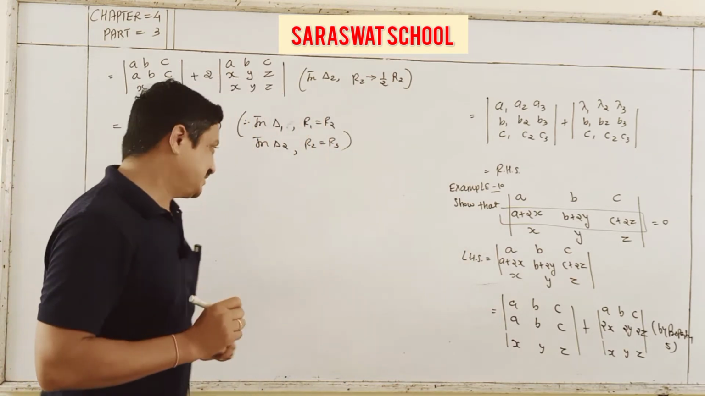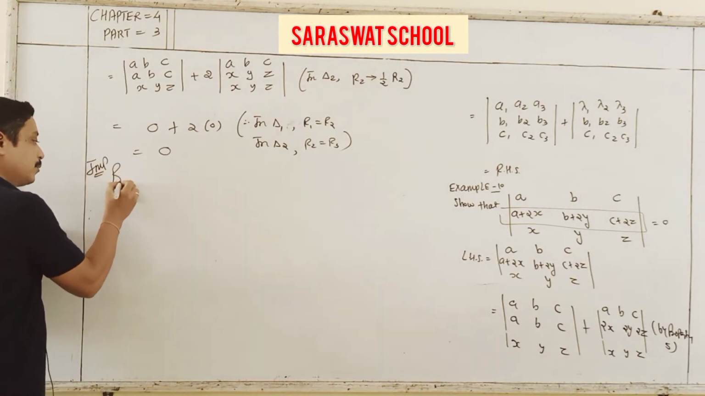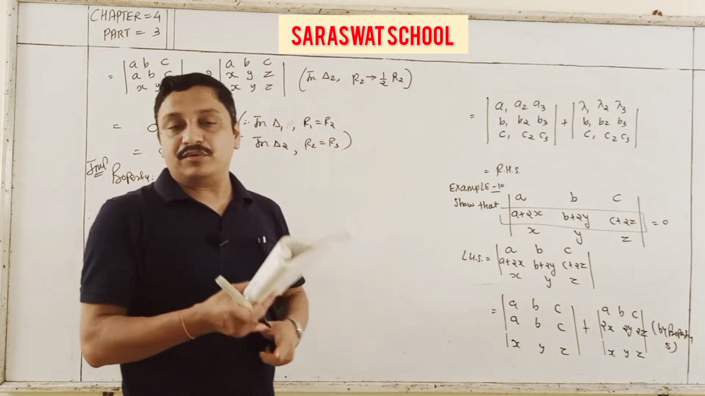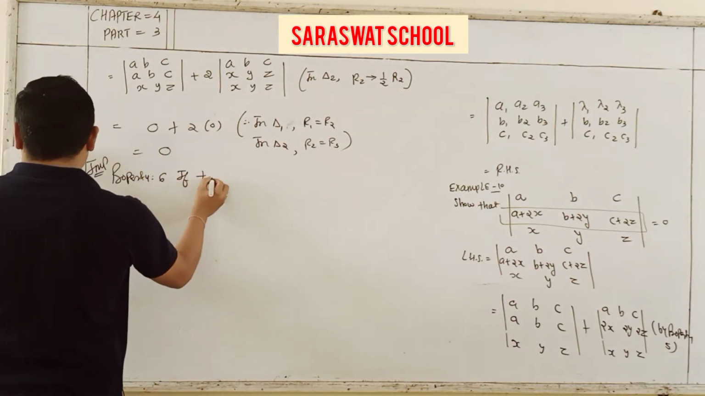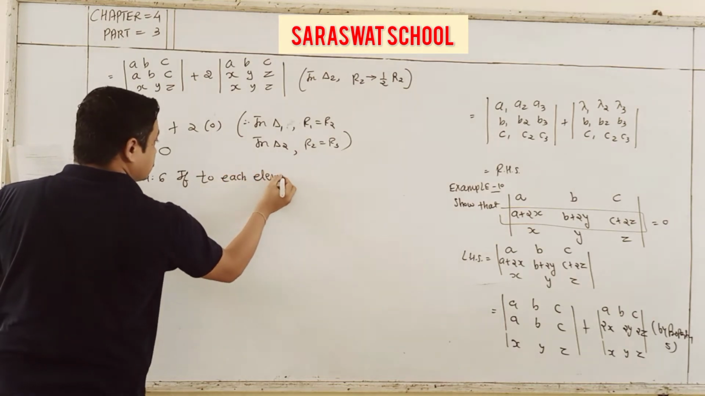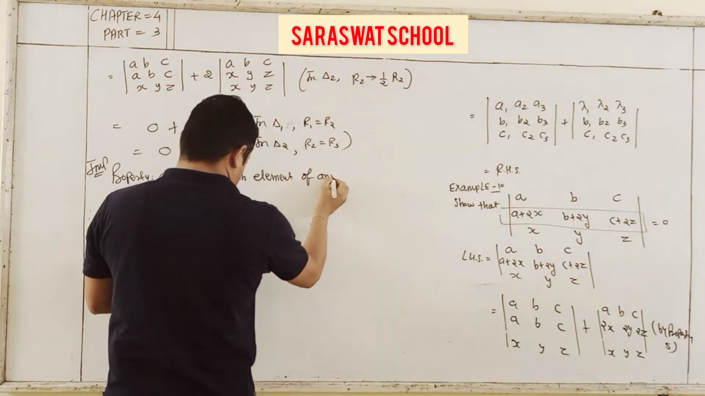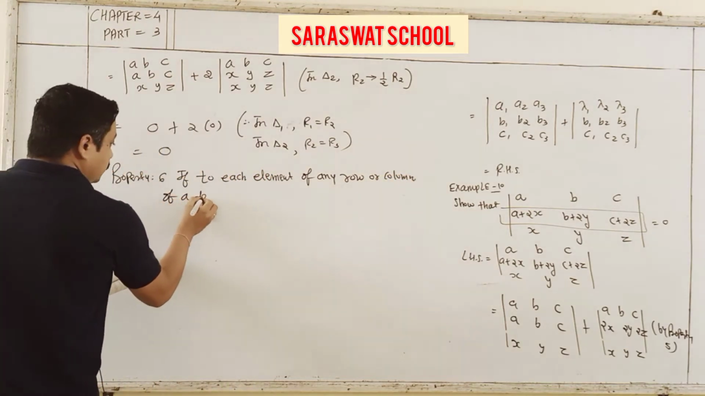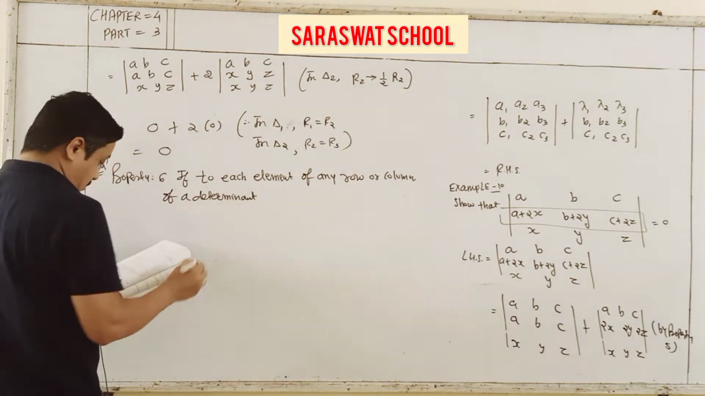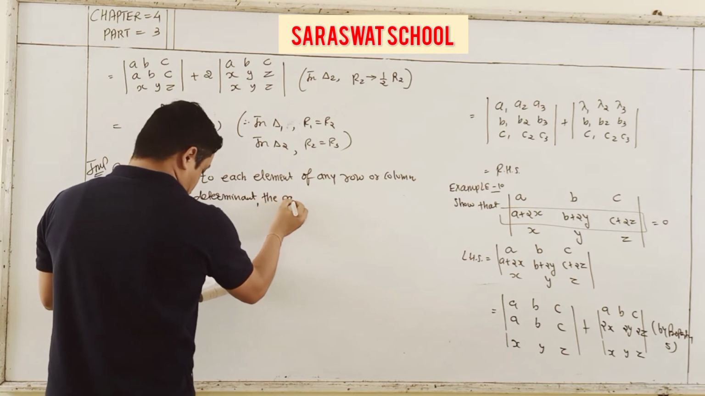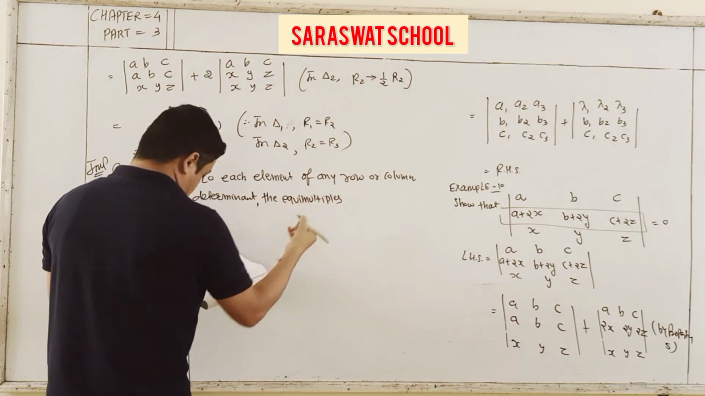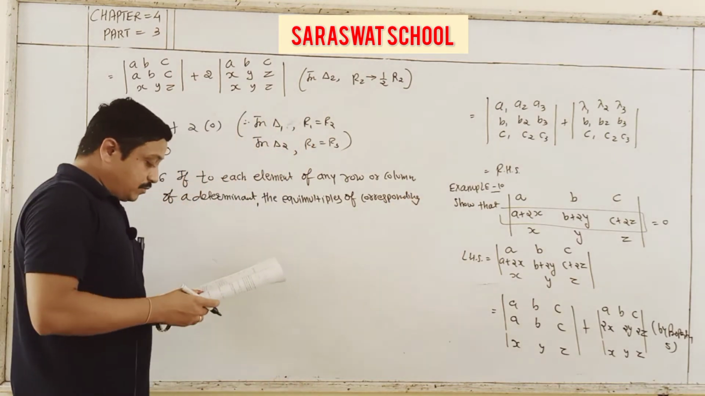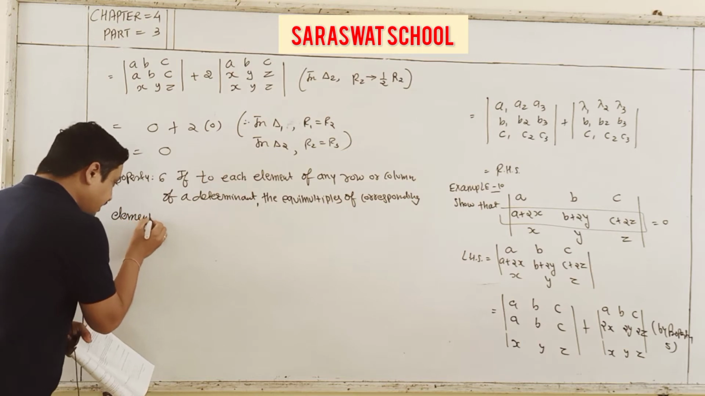Now I will go to property number 6, which is the most important property. Property number 6. In a determinant, first write down our questions wise. If to each element of any row or column of a determinant, the equimultiple of the corresponding elements. First of all, write down the questions properly.